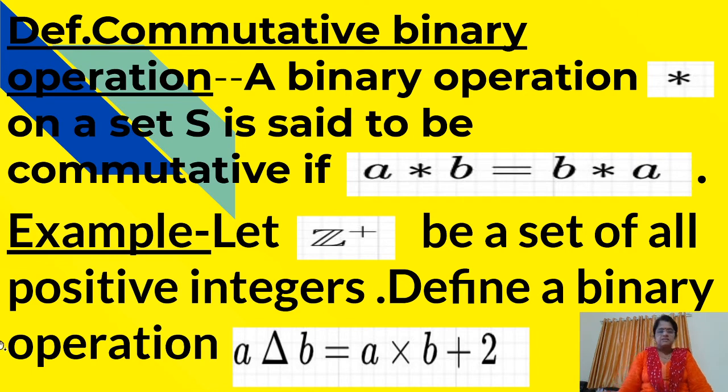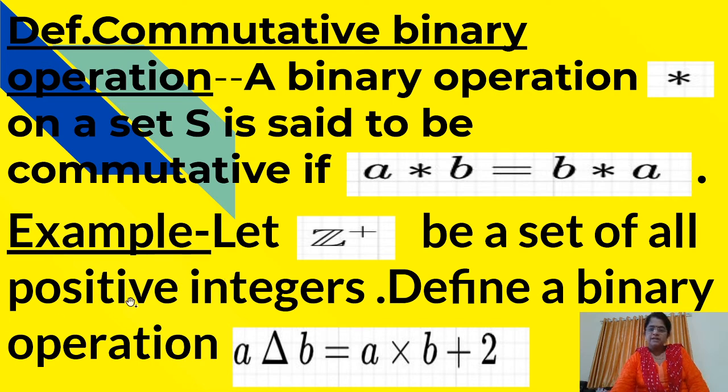Now we will see the definition of commutative binary operation. A binary operation star on a set S is said to be commutative if A star B is equal to B star A. Now we will see one example of commutative binary operation.